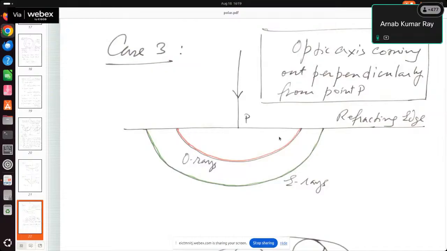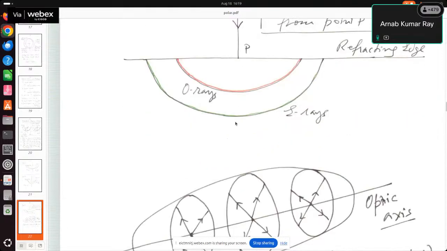But if you were to look along the optic axis for a calcite crystal or a quartz crystal, then the extraordinary rays would have traveled slower than the ordinary rays. That would have been the only difference. So the optic axis is coming out perpendicularly from the point P, and this is the refracting edge.